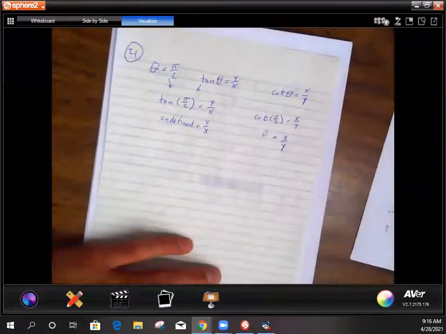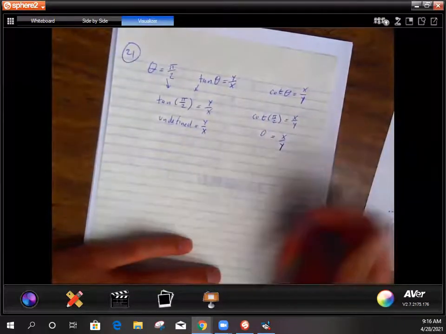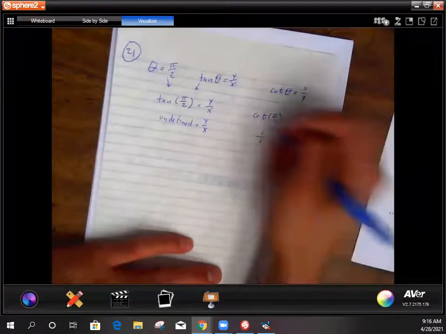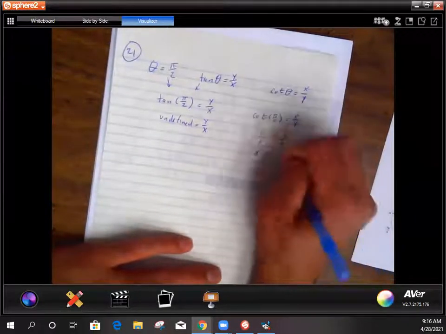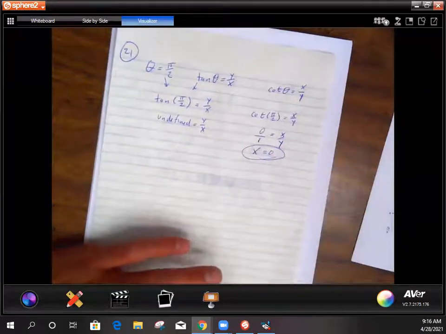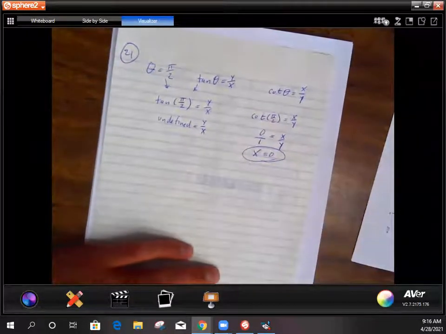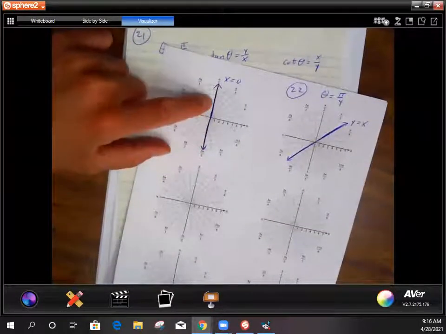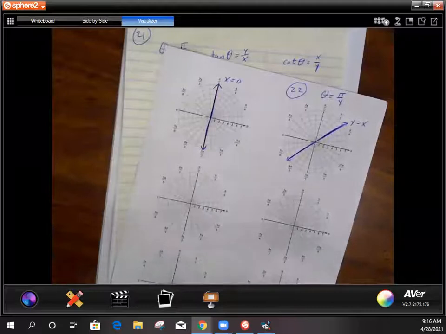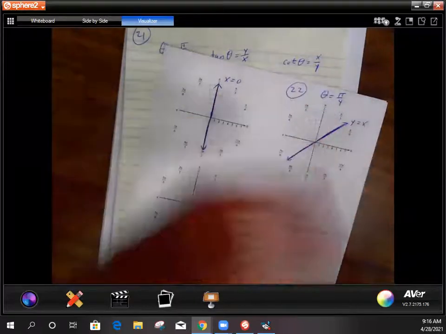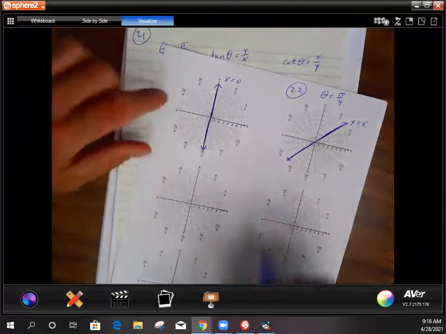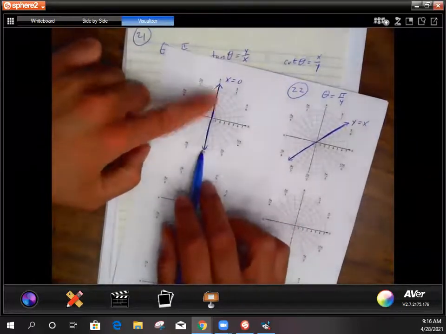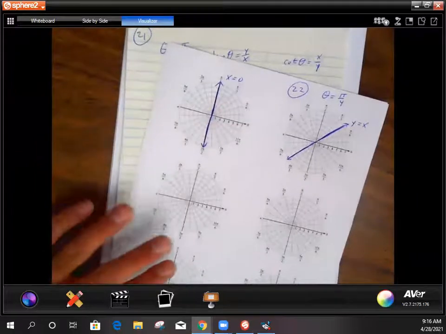All right, so now if we cross multiply, because 0 is just 0 over 1, we get 1 times x is x, 0 times y is 0, and there's our equation of the line, x equals 0, which again makes sense if you graph it, because the polar grid you can overlap onto the rectangular grid. It's not two separate things. It's just two different representations of the same thing. So there you go, x equals 0, all right?